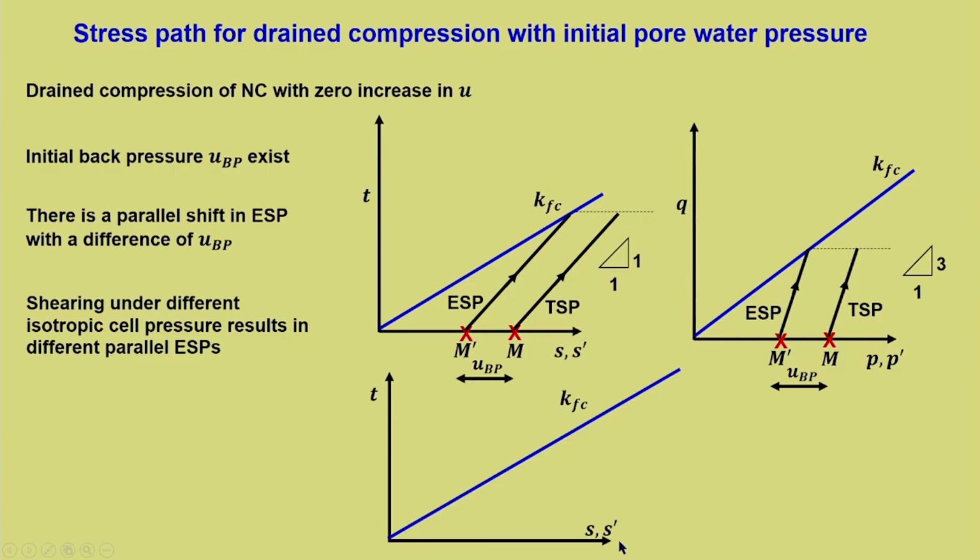This is what it is, TSS dash, and this is the failure line. You can see that this corresponds to the first cell pressure, this corresponds to the second cell pressure, and this corresponds to the third cell pressure. So, these are different cell pressures. We can see how the failure is happening. So, it is just a parallel shift in the effective stress path.